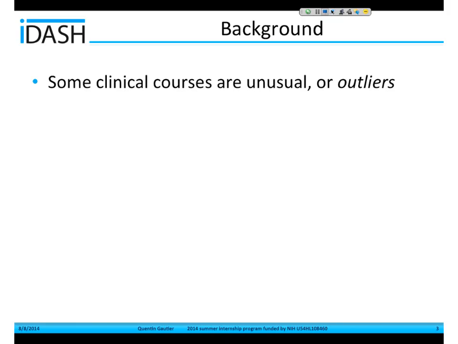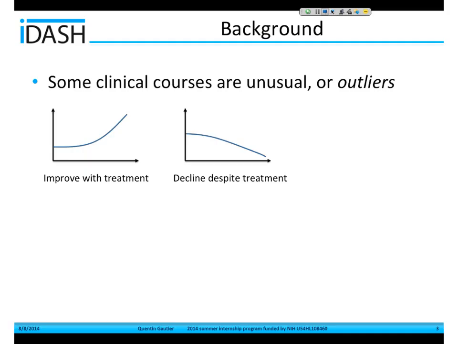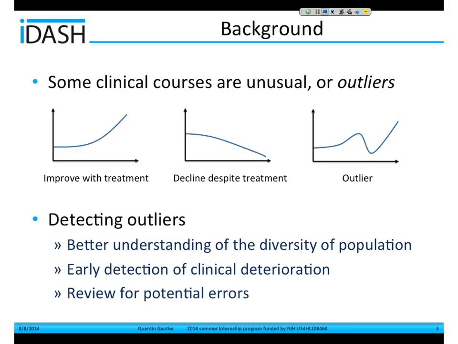And what is the initial idea behind this project? Well, we have some clinical courses that are a bit unusual, or outliers among others. Let me give you a simplified example of this. We have some patient's condition that might either improve with the given treatment or sometimes decline despite the treatment. And this is the common case, but sometimes a patient's condition can maybe improve at first and then suddenly decline, and then maybe improve again or not, because the treatment is changing at the end. So the point is, those cases are outliers.